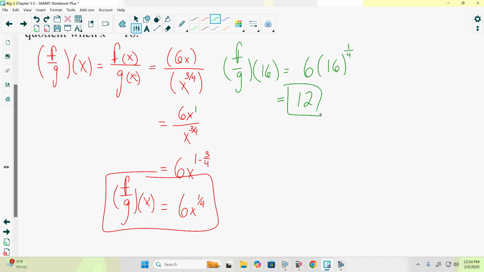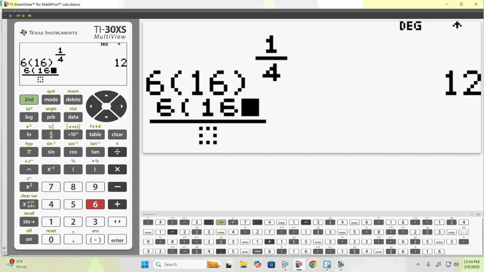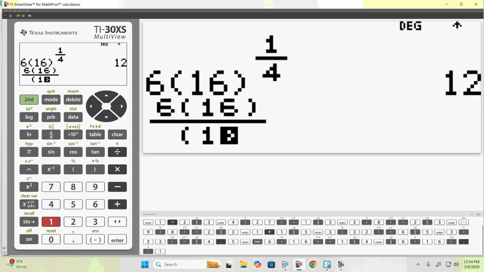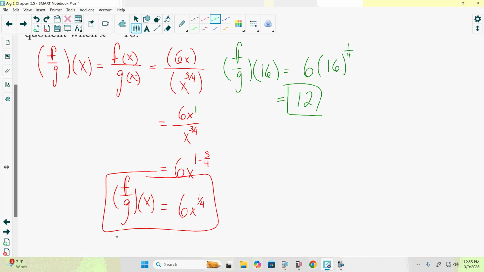Even if we left it as 6 times 16 over 16 to the 3/4, it still gives us 12. It is the same value. Questions on these here?